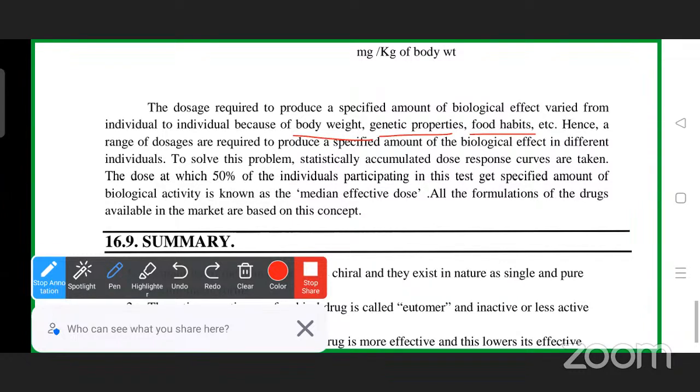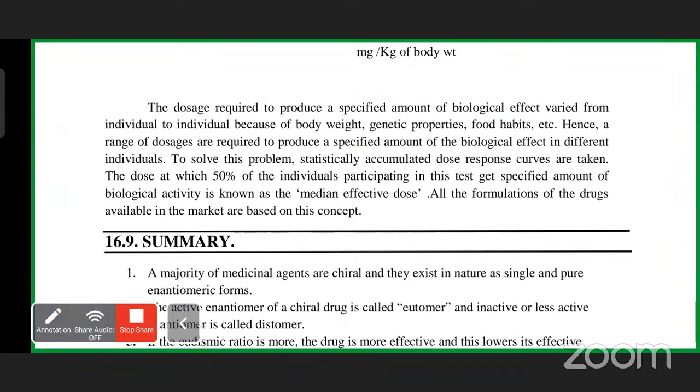And the age factor also we need to keep in our mind, and based on those factors we'll decide the dosage here. So this is the basics about chiral drugs. Then we'll see the synthesis of chiral drugs here.